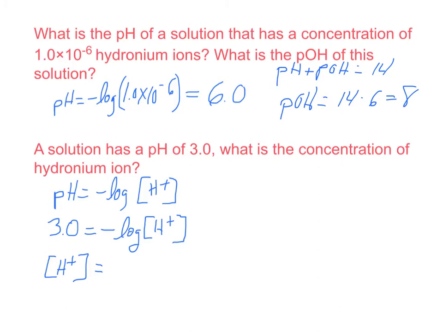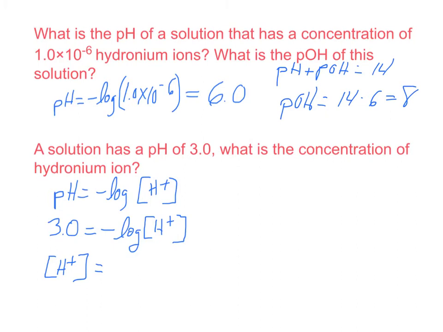Okay, let's move on to the second one. So now we're going to work it backwards. So we have this solution that has a pH of 3. And we're going to work backwards to find out what is the concentration, the molarity of the hydronium ion in the solution. So remember our basic formula, the pH is the negative log, that is the negative power to the base of 10, of the concentration.